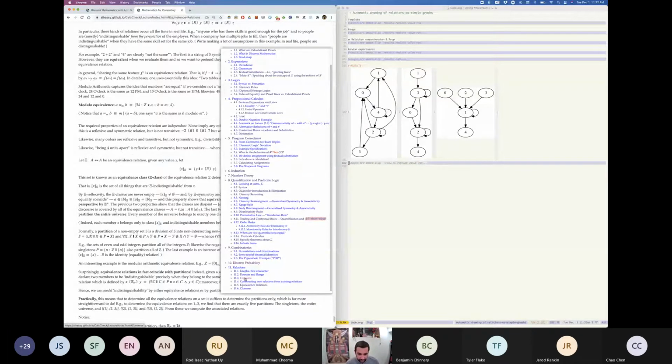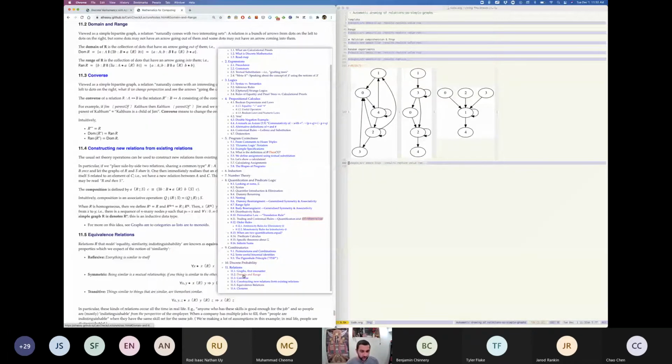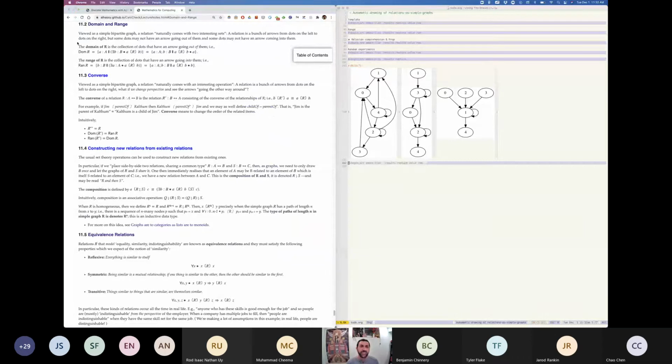For example, here is just a bit of intuition on domain and range and what they mean. The domain is the dots that have an arrow going out of them. Here's a boring formula, but then here are some intuitively obvious interpretations. If you take a graph R and you flip all the arrows and ask what arrows come out, well, you flipped them all, so that's the same thing as the arrows that go in. Try to see if you can convince yourself of these intuitively, and maybe that will help you with the formal proofs.